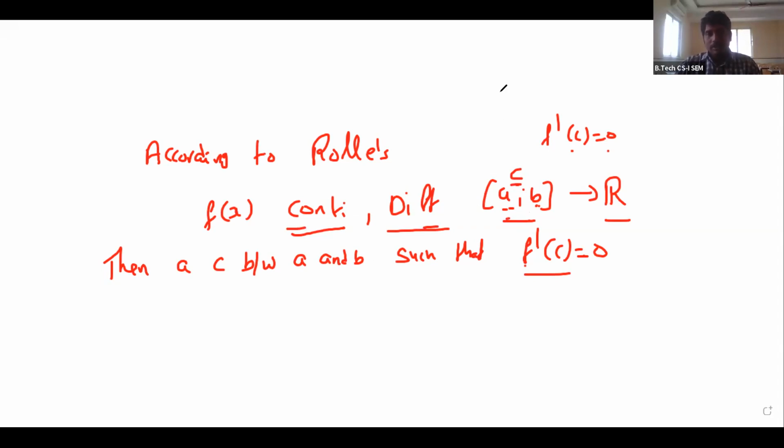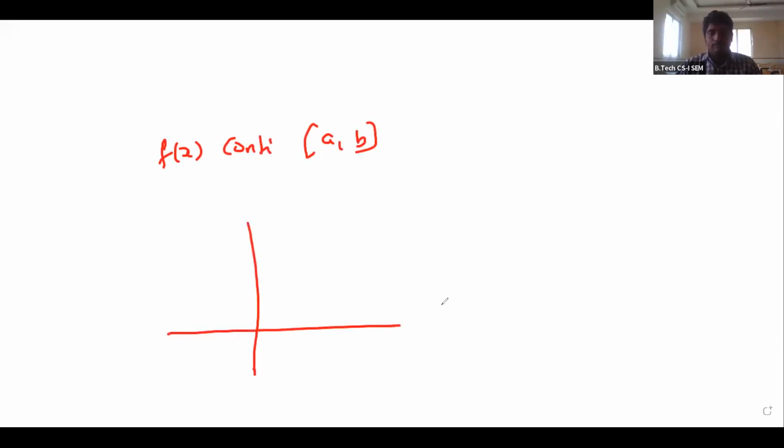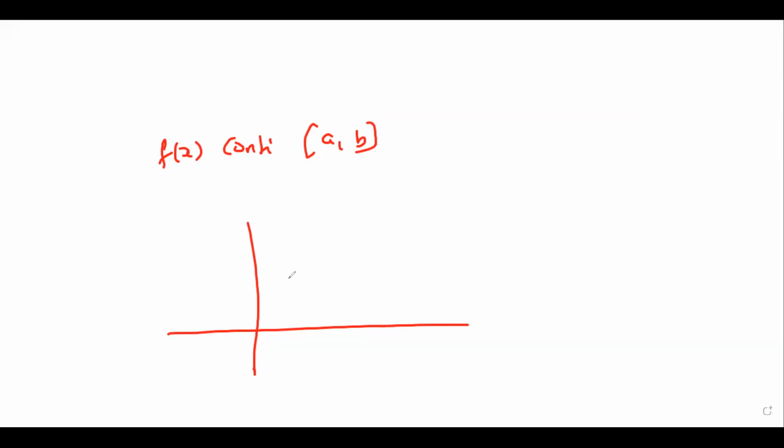Now, let us see the geometrical interpretation. Now, I'm going to ask you a question. What do you mean by f of x is continuous over a and b? Tell me. Who will say? Say it. F of x is continuous means what, graphically or geometrically? The curve has no break. Very good. What is your roll number? Sir, 10. Very good.